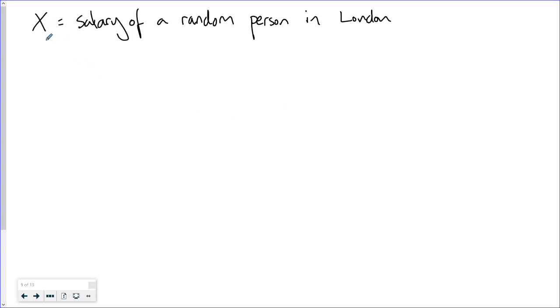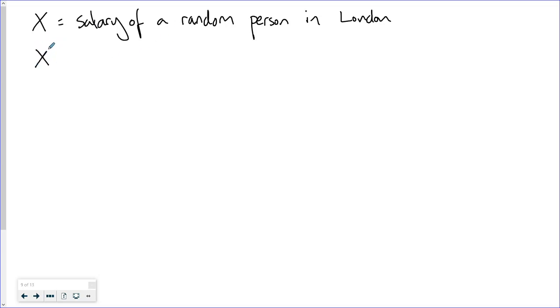In order to understand the last section of the normal distribution chapter, we're going to have to understand what's called the distribution of the sample mean. So let's look at a specific example to introduce this topic. Let's say we've got a random variable X, and X is the salary of a random person in London.